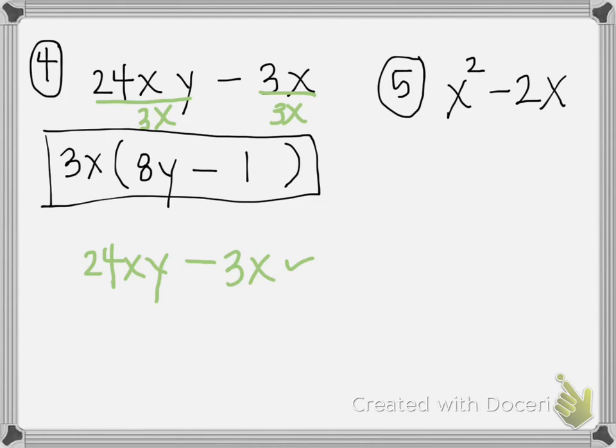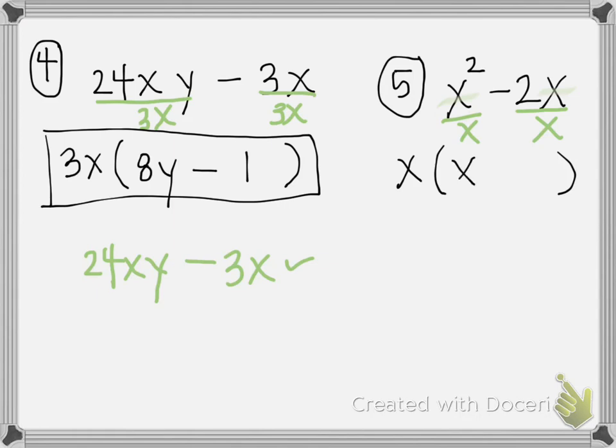All right, what about this one? X squared minus 2x. So they don't have a number in common. The only thing that they have is a variable. They have a variable x in common. So we can factor out an x. That means I'm going to divide each term by an x.